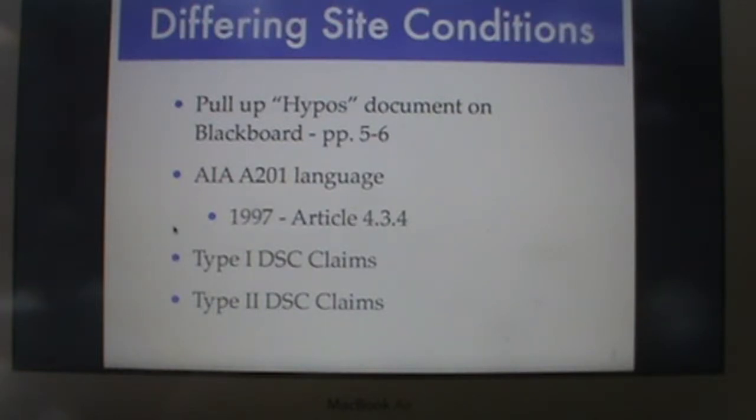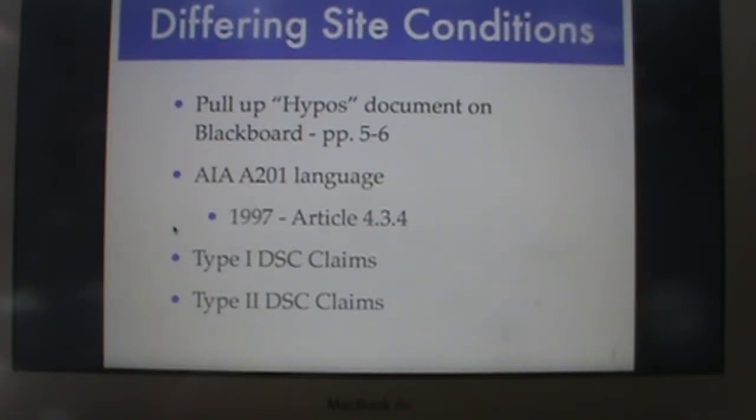So the AIA, the American Institute of Architects, A201 General Conditions document, the language for differing site conditions is laid out for you on page 5. And we'll talk about the differences between two different types of DSC claims, type 1 and type 2. And you're going to need to know the difference between those two types.